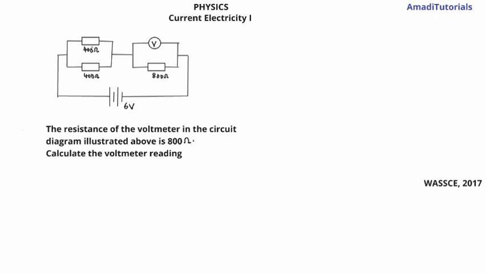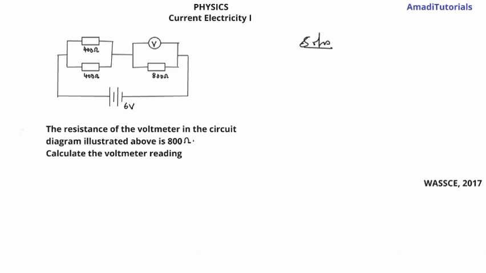resistor. And then you see this 400 ohm resistor is in parallel with another 400 ohm resistor. So this voltmeter will be reading the voltage across this 800 ohms resistor. So we are to find the voltage reading across this 800 ohms resistor. So how to do this? How to do this is this.